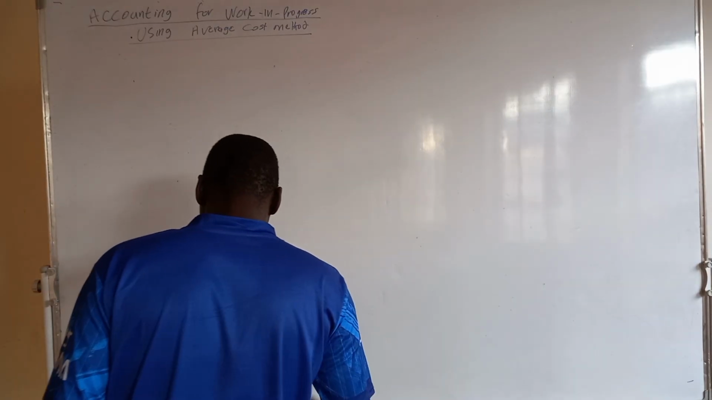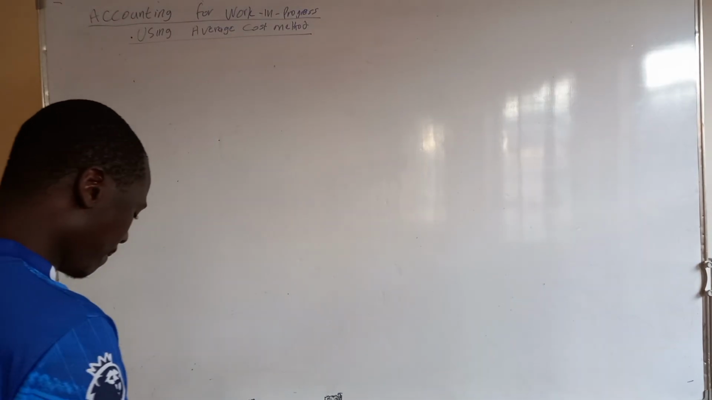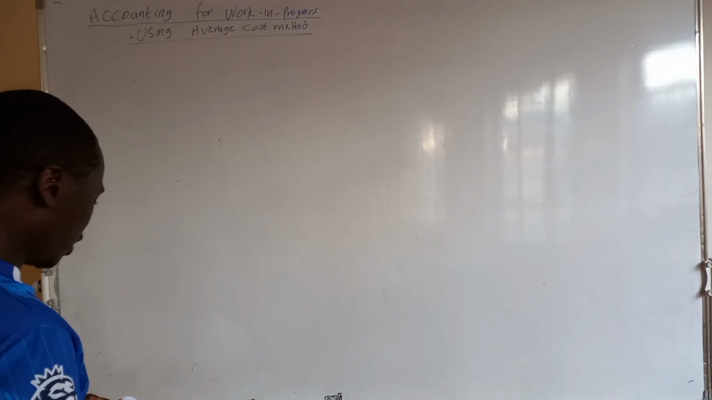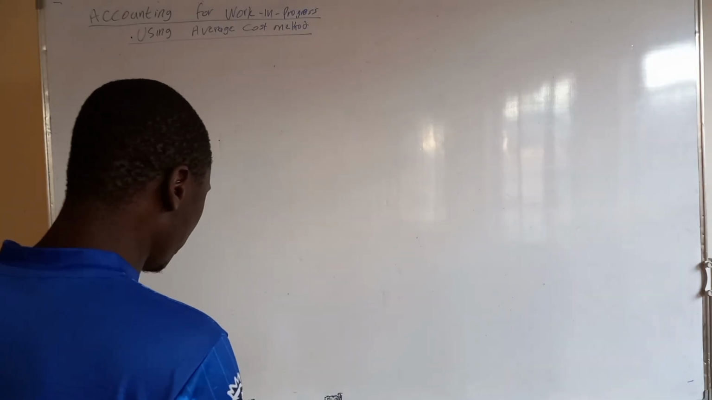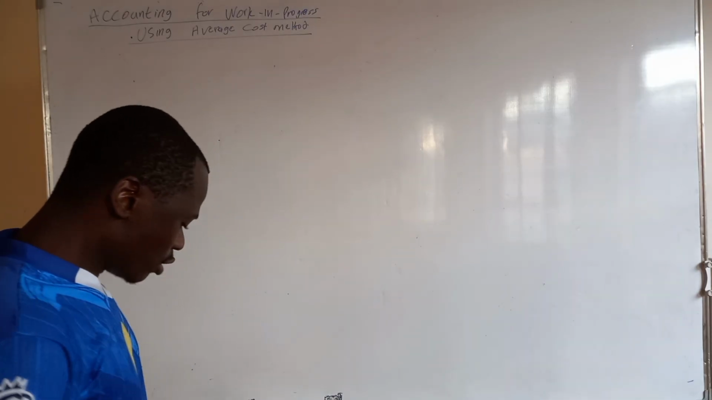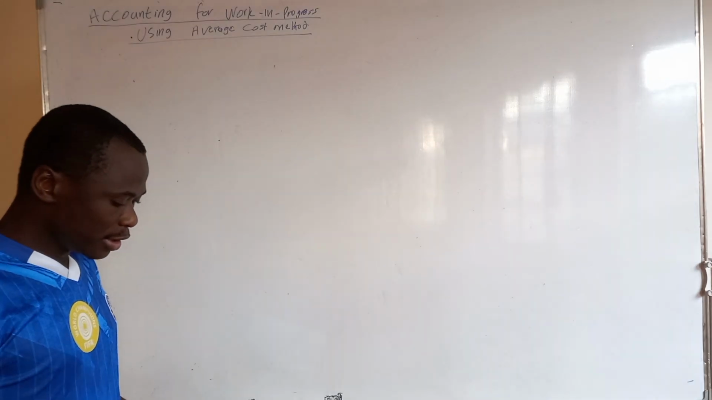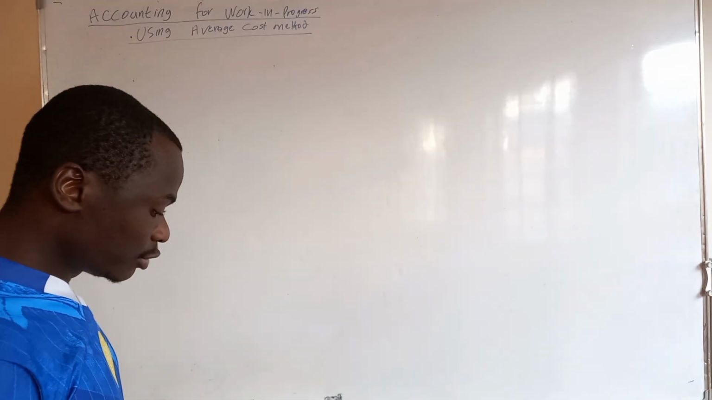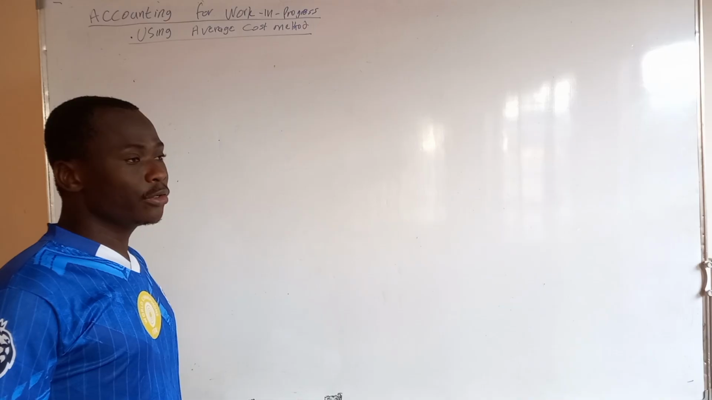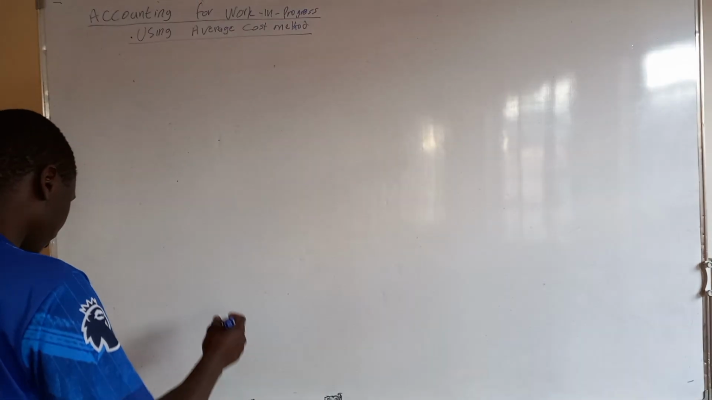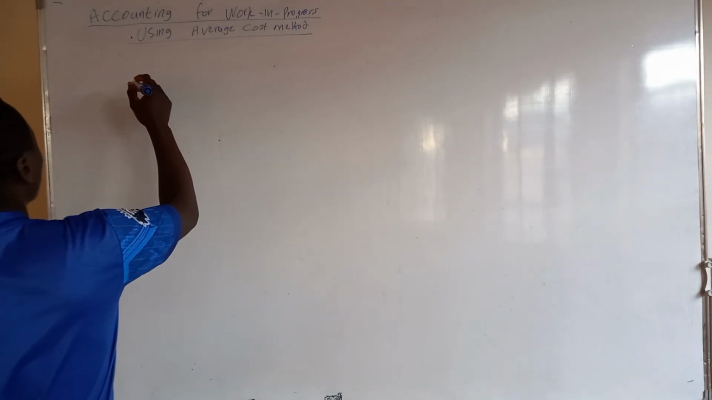What you do first, you want to know the equivalent unit. I know by now you understand what equivalent unit is. What we first do is calculate the equivalent unit and cost per unit. Let's calculate equivalent unit.